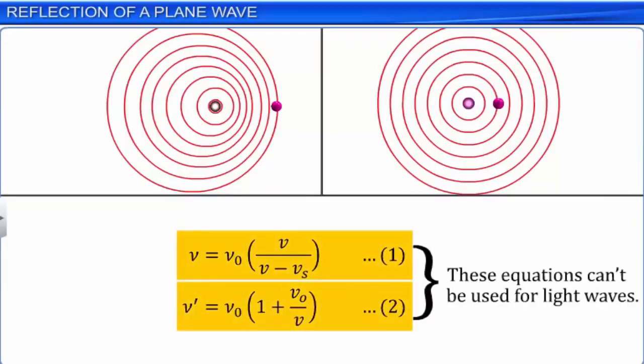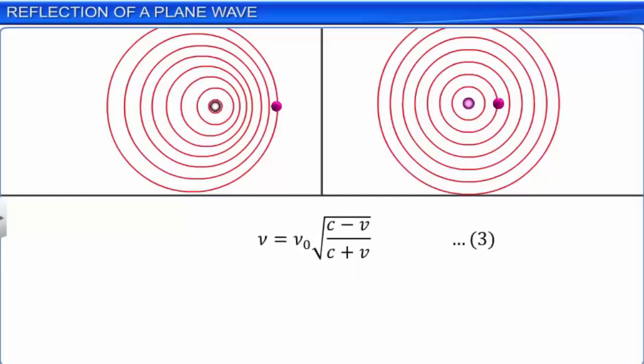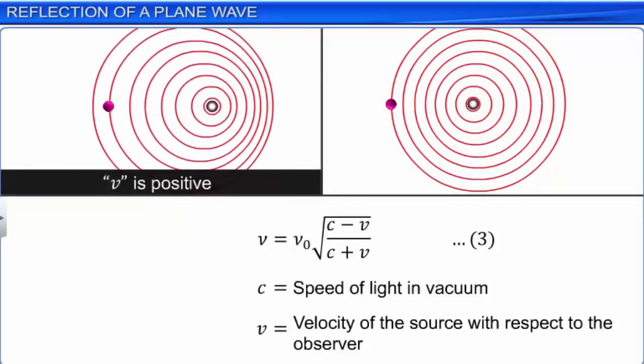The expression for the Doppler effect of light is predicted based on the theory of relativity. The expression is nu = nu0 √((c - v)/(c + v)). Let this be equation 3. In this expression, c is the speed of light in vacuum and v is the velocity of the source with respect to the observer. v is taken along the line joining the source and the observer. v is positive when the source moves away from the observer and is negative when the source approaches the observer.